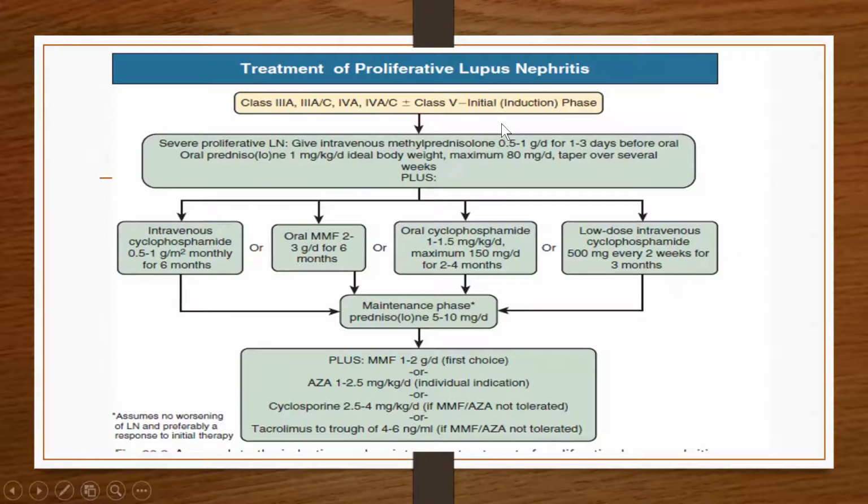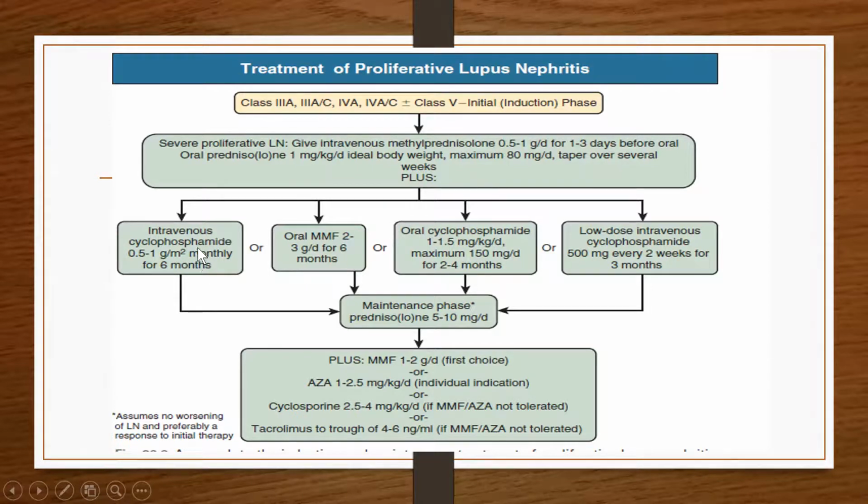This is exactly showing how we treat it. So if you have class 3 or 4 with or without class 5, you could give them steroids, intravenous methylprednisolone for 1 to 3 days, followed by oral prednisone 1 milligram per kg ideal body weight, maximum 80 milligram, plus any one of these 4.